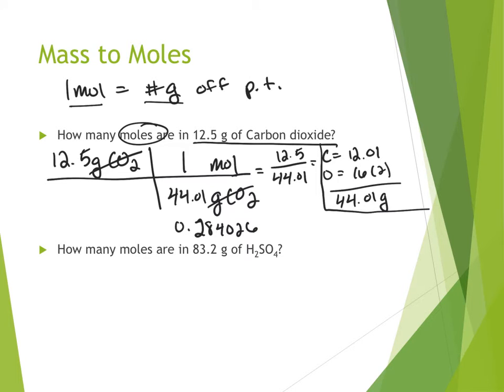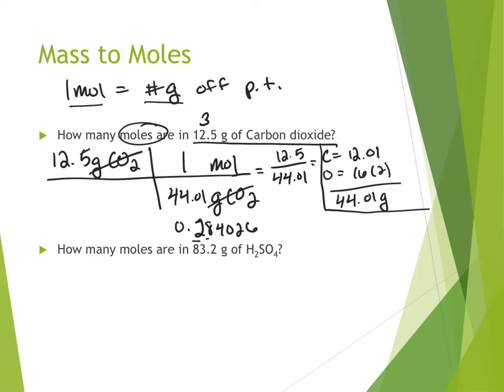Now, every answer is going to need 2 things. It's going to need significant digits, and it's going to need units. Significant digits are based off of what you are given in the problem. This has 3 significant digits here, so I'm going to round this number to 3 significant digits. To do that, you just count to your 3rd significant digit.